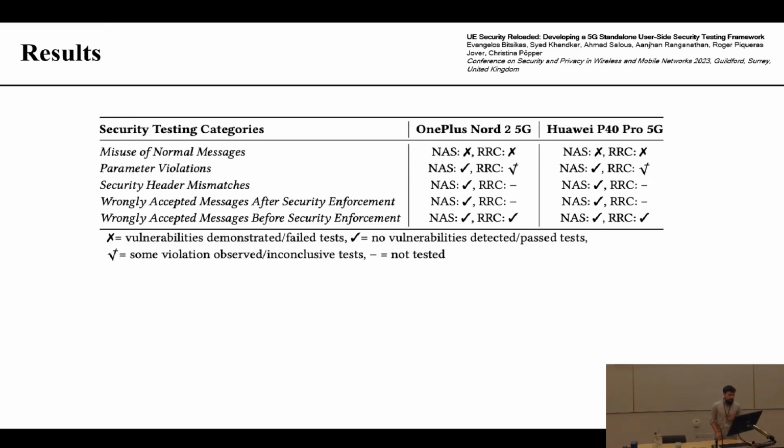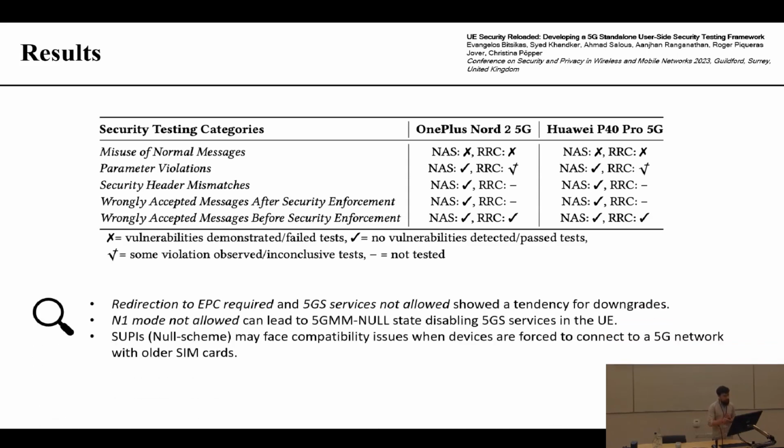In summary, both phones performed really well. We unfortunately didn't find any solid implementation flaws. For design flaws in misuse of normal messages, yeah, there are many issues. Most of them are inherited from LTE. But I would like to present a few interesting findings. I'm glad that previous presentations have also touched on them.